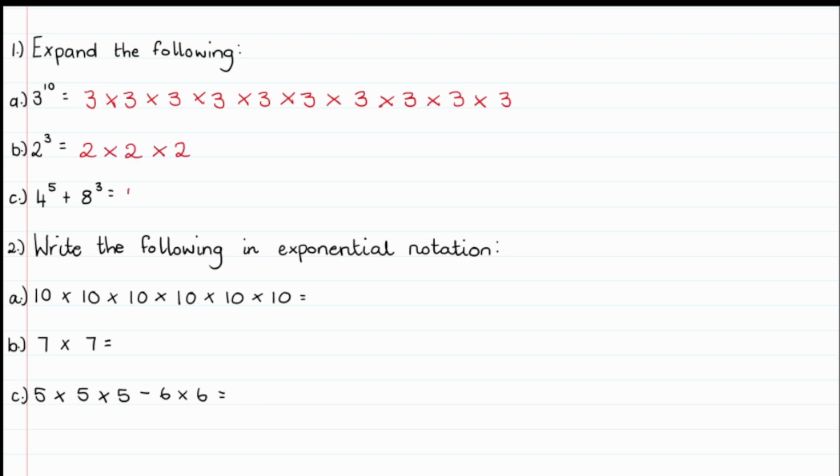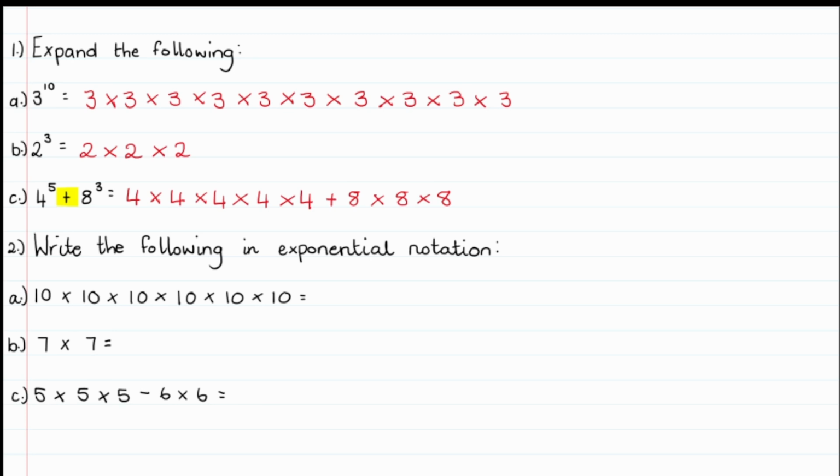For question C, I would read this as 4 to the power of 5 plus 8 cubed. This means that I would need 5 number 4s and 3 number 8s. The number 4s are being multiplied together and the number 8s are being multiplied together, but our question shows that there is an addition sign between those two bases. So I would need to say 4 times 4 times 4 times 4 times 4 plus 8 times 8 times 8. Question 2 says that we need to write the following in exponential notation.